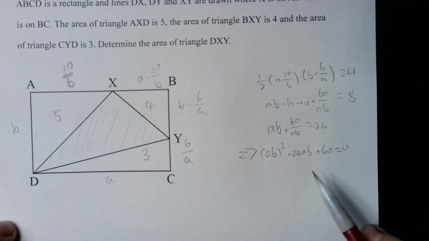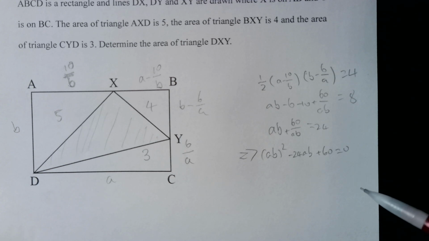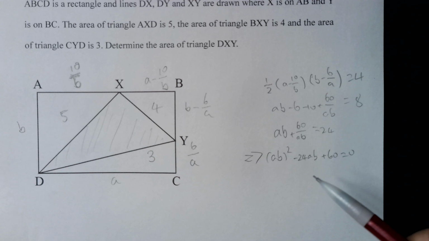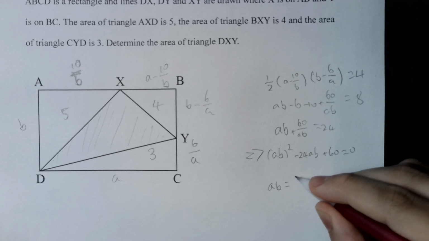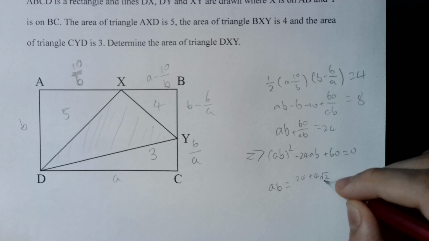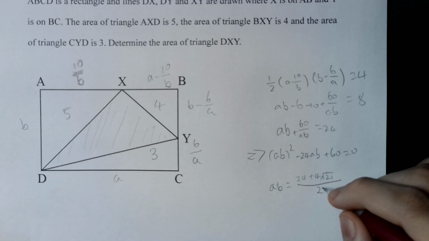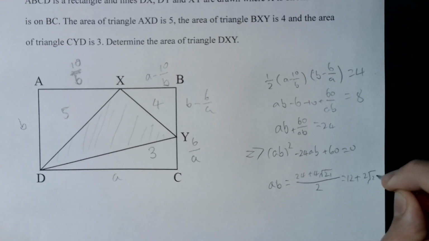And now we're going to treat AB as a singular variable. So for example, with other quadratic equations where you just have x, like x squared minus 4x plus 4, and you would factor x out, we're going to treat AB here as one variable, even though it's obviously 2. And we can see that using the quadratic formula here, AB is going to be equal to 24 plus or minus the square root of 24 squared minus 4 times 60, all over 2. And this is going to be equal to 12 plus 2 times square root 21.